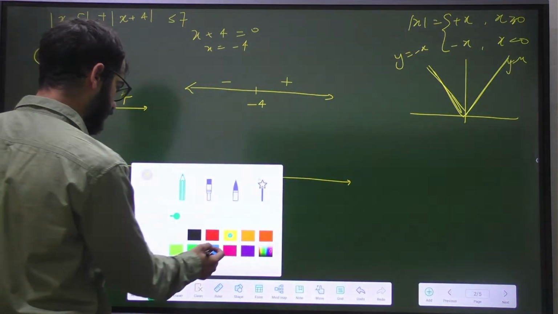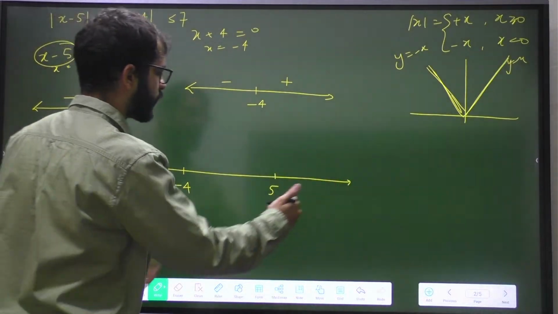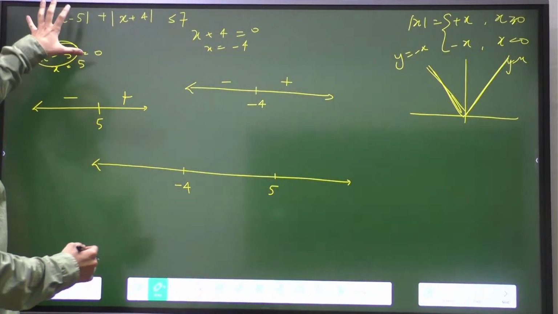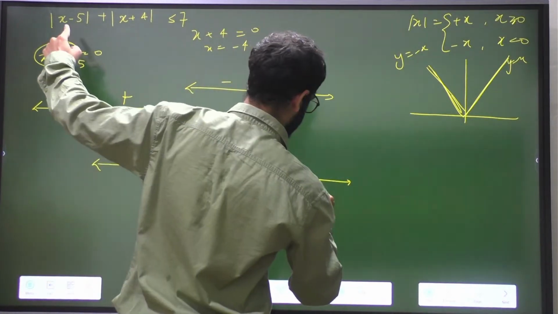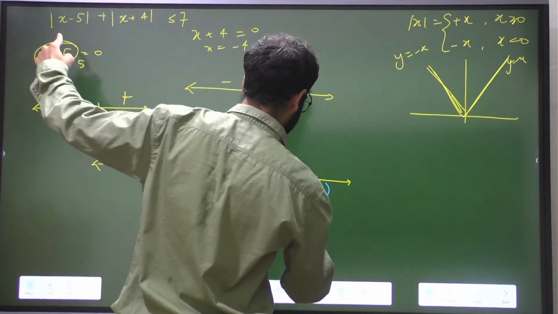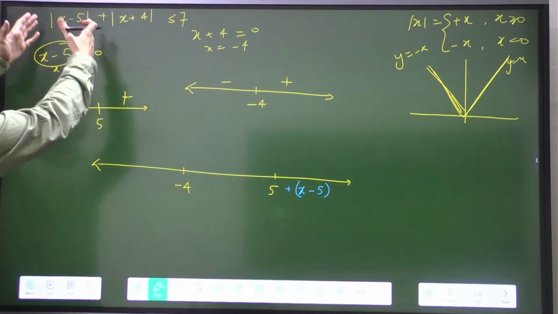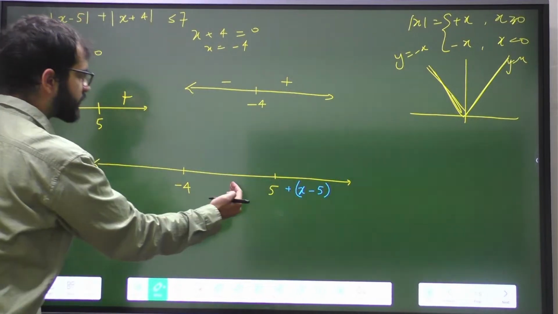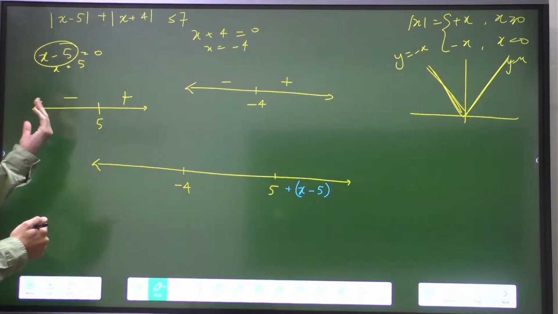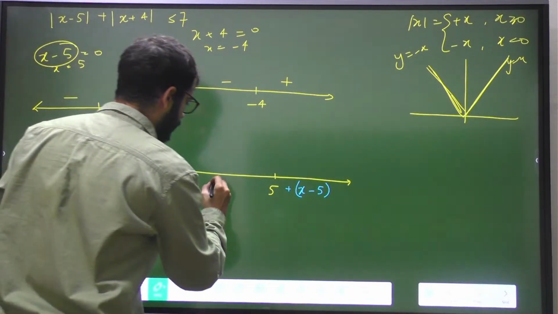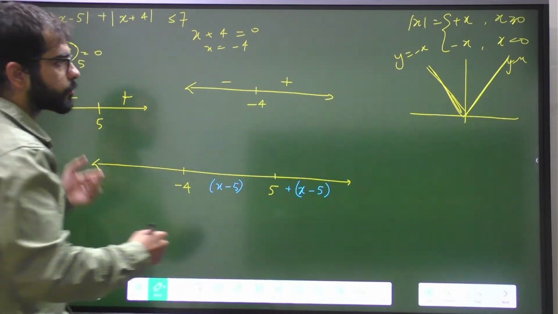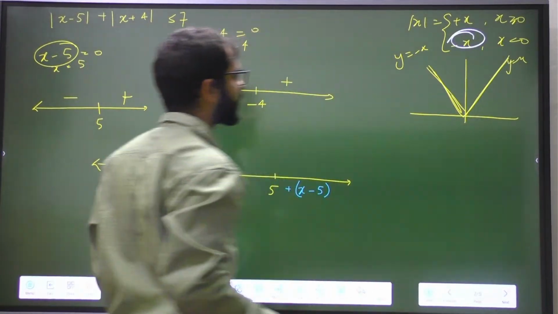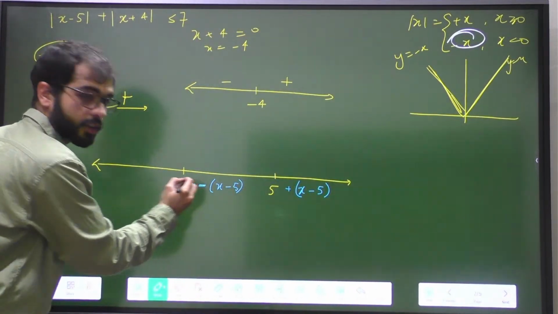If I input anything that is greater than 5, what will happen to this expression? It is positive, so I will write x minus 5 with a positive sign. If I input any value less than 5 in this expression, what will happen? Less than 5 returns a negative value. So here it will be x minus 5, but because the output is negative here, what will it become? Minus of x minus 5. So I have to put a negative sign in front of it.